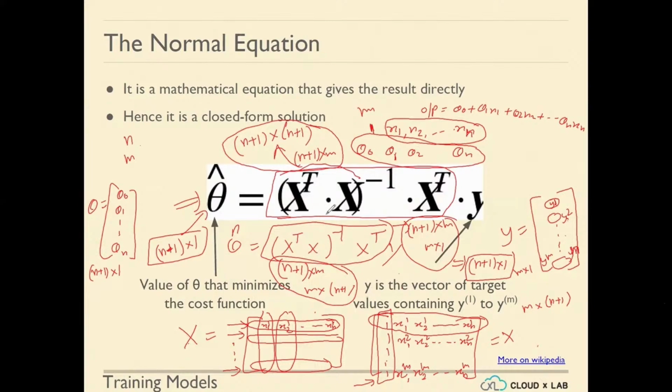Then we will use an iterative solution. But let's say when we only have a few features, then we can use this solution, because we will construct matrix X, we will construct this vector Y, and we will use this formula, and directly we will get this solution.